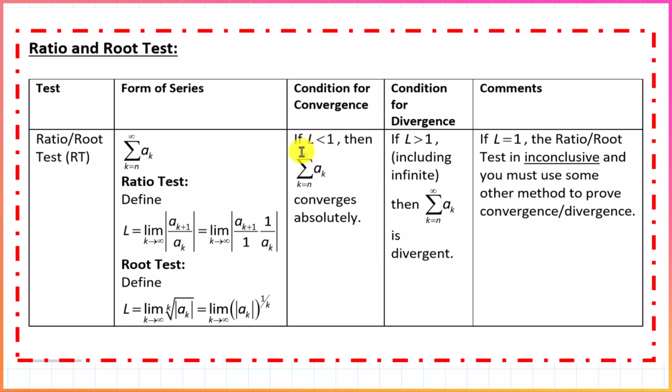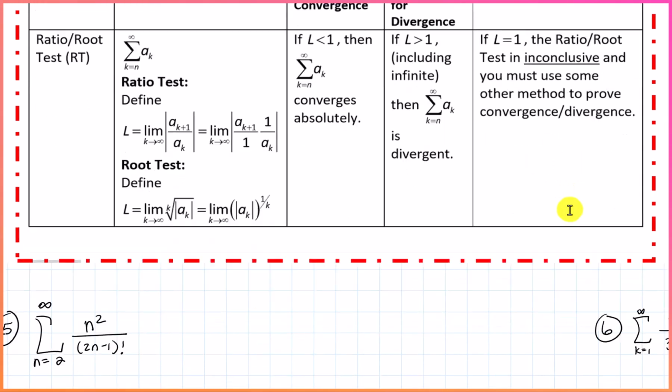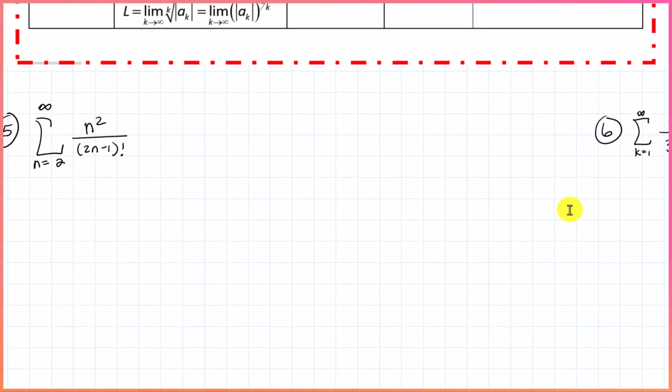If the limit as k goes to infinity of that ratio or that root is less than 1, we'll have absolute convergence. And if it's greater than 1, then we'll have divergence. If it equals 1, well, then we've got to do something else because the ratio and the root test is inconclusive. All right, so let's take a look at this first one.